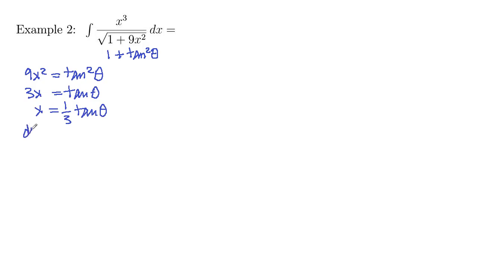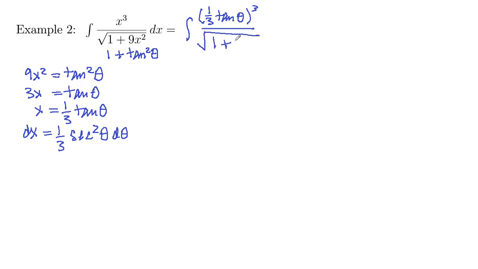And then your dx is going to be 1/3, and the derivative of tangent is secant squared theta d theta. So let's start changing our integral over. On the top we've got an x cubed, so that's going to be 1/3 tan theta, the whole thing cubed. In the denominator, 1 plus 9x squared is 1 plus tan squared, so under the root, 1 plus tan squared. And then our dx, 1/3 secant squared.